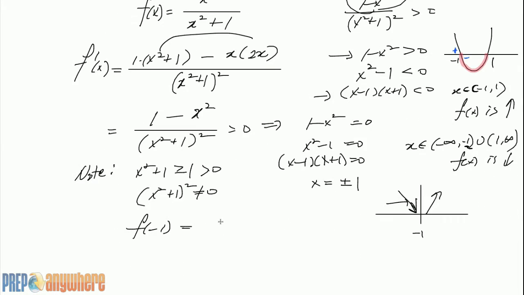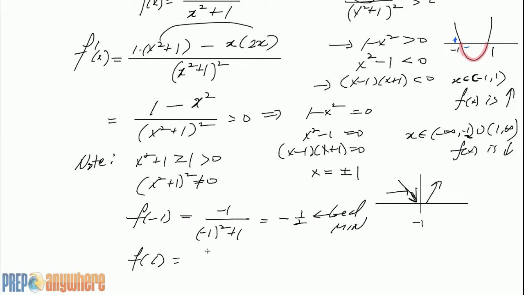Okay, let me plug it in. -1 squared plus 1 gives you -1/2. This is a local minimum. Okay, if you use the same reasoning, f of 1 is going to be a local max. So it's exactly 1/2. This is a local max.